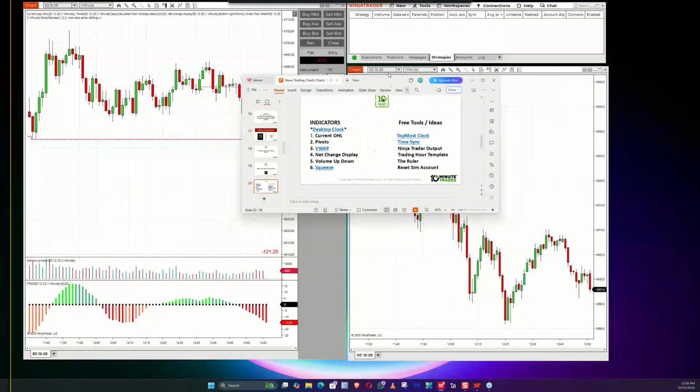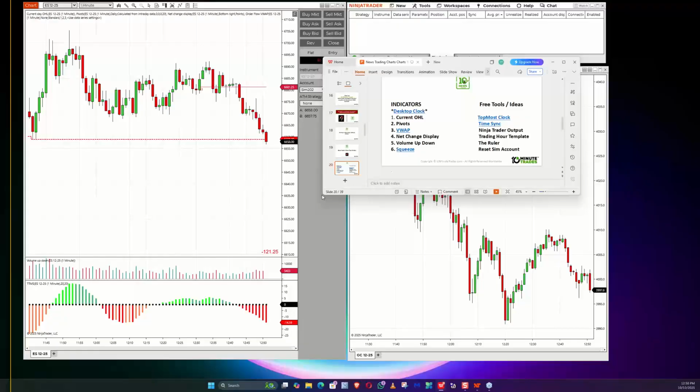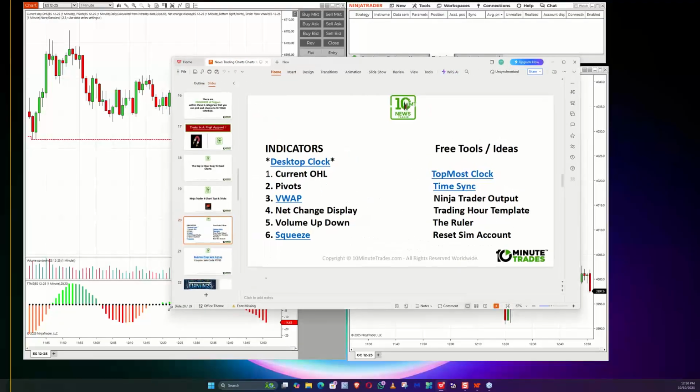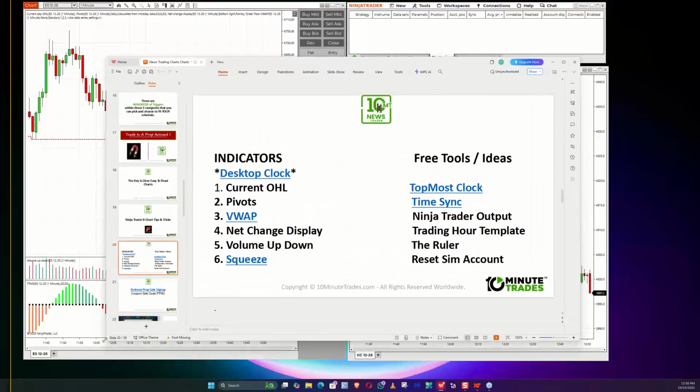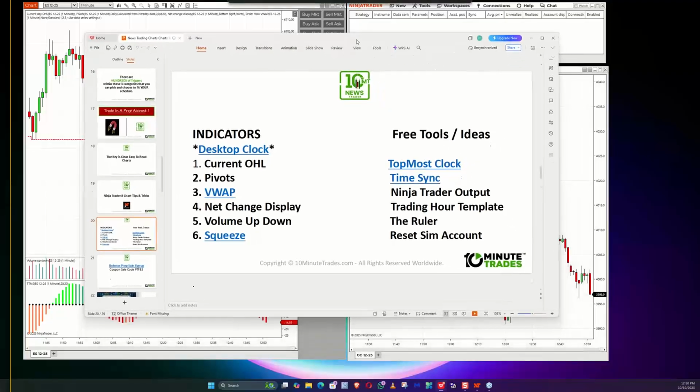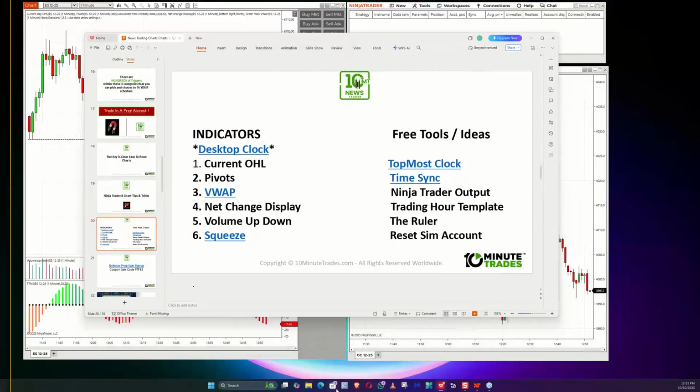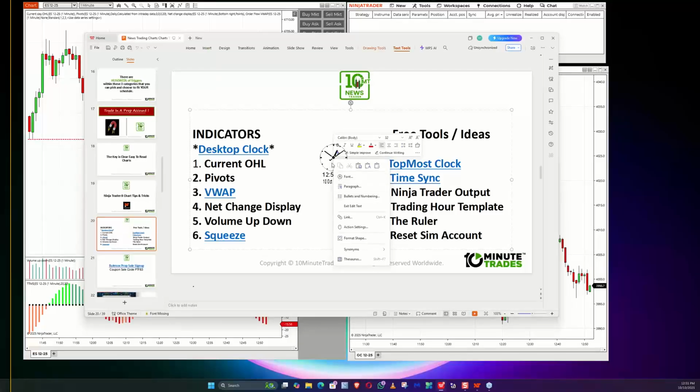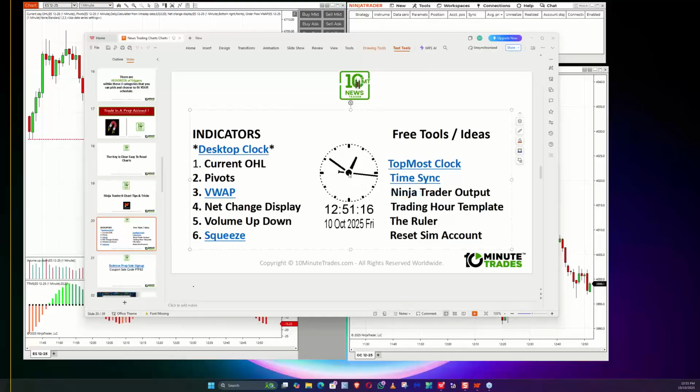Now, I'm not going to show you the slides itself because I want to go over more setup, all right? So we have some more tools that we use. We've got Topmost Clock. Let me show you the clock because we're trading on a schedule. We have this free clock that we give all of our members, and of course, we explain how to use it and how to change the size of the clock. This is a great trading clock.